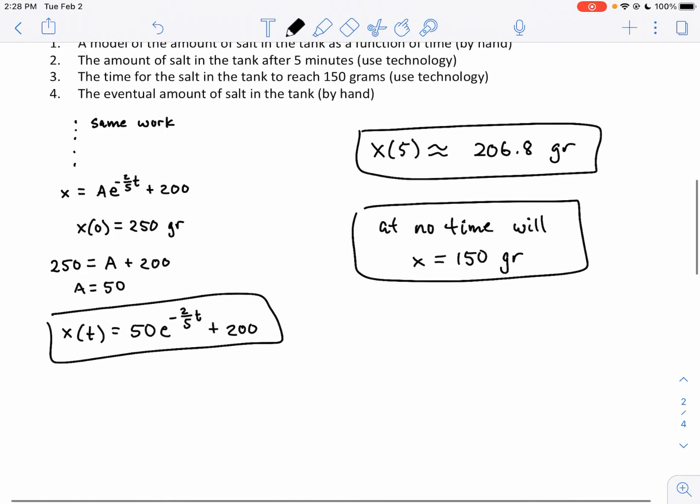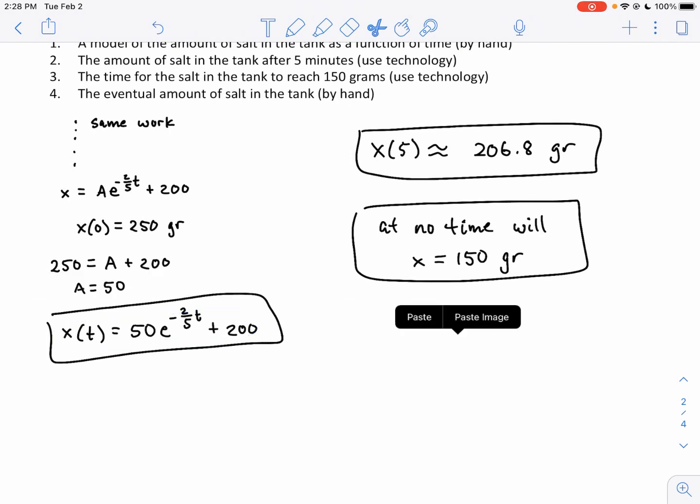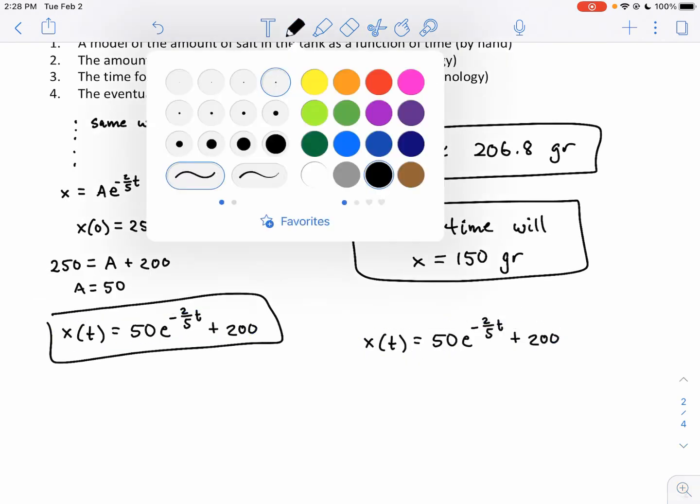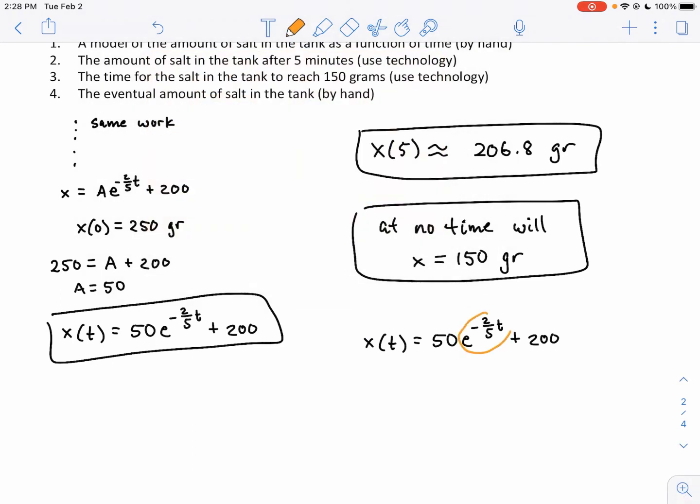And then for the eventual amount of salt, we do the exact same analysis on this function. We still notice that this part here will approach 0 as t approaches infinity. That's going to zero out the entire first term, and so x itself will still approach 200 grams of salt.